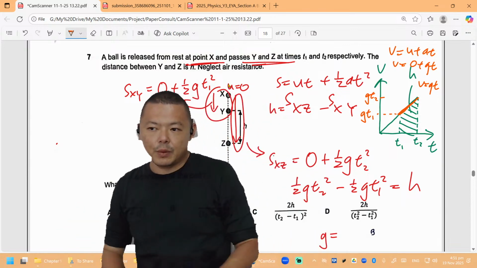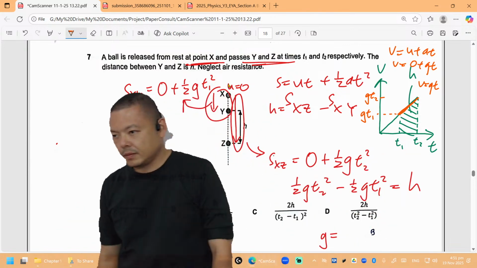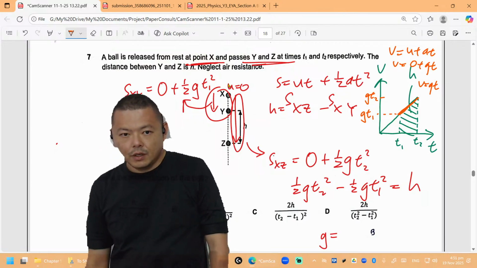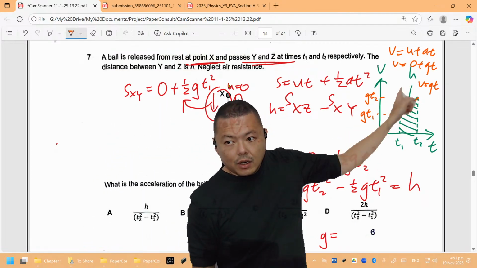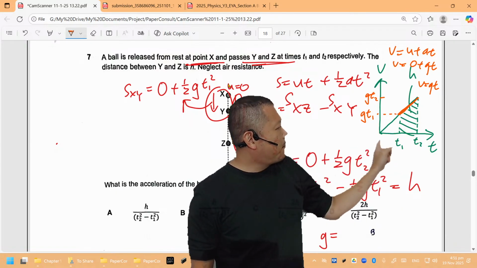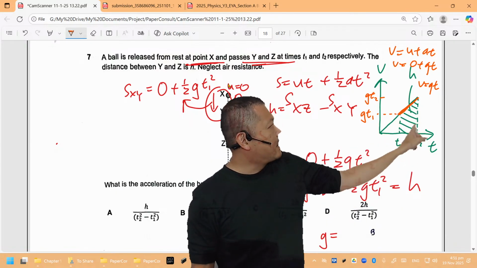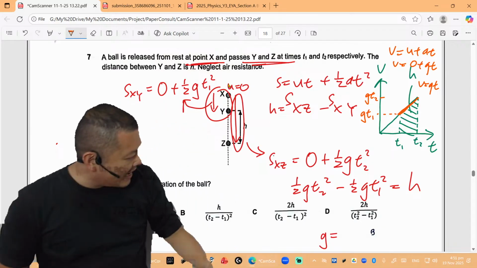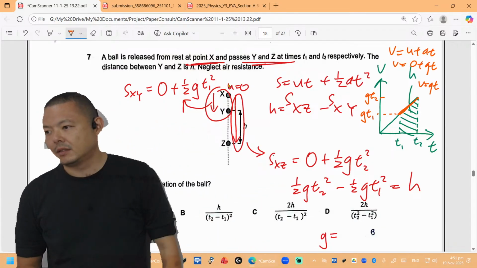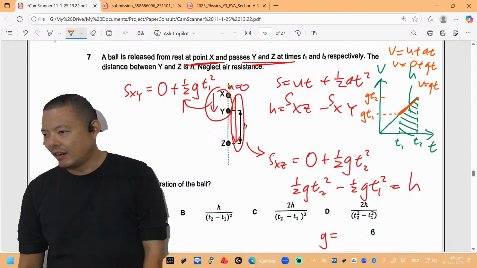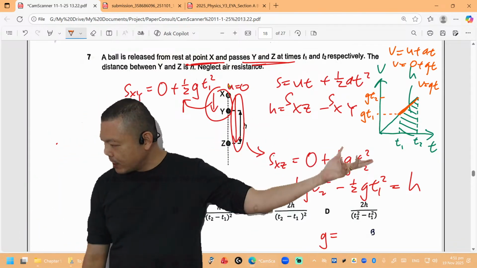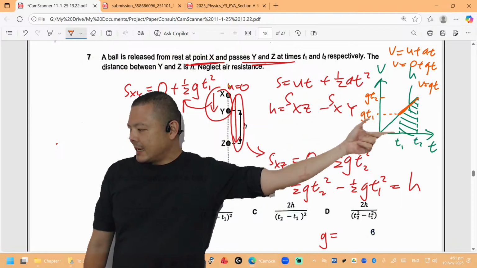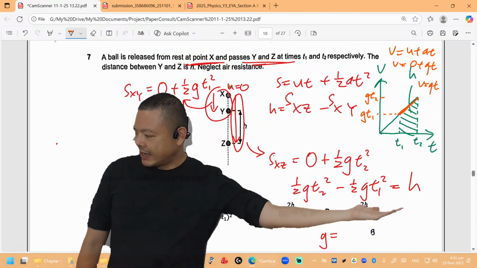Then you have to come out with the equation. How would you come out with the equation? Right, the area here is H, right? Big triangle minus small triangle gives you H. And you will end up with the exact same equation here. Right, so be it the equation method or the graphical method, you can use both. You can use either. But you end up having to write down the same equation.